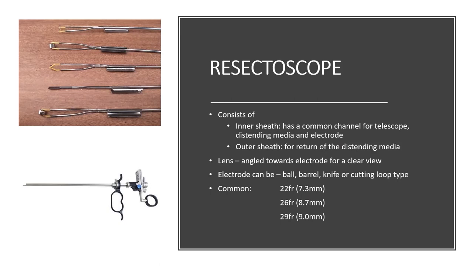Now, these electrodes could be a loop, could be a knife, could be a barrel or a roller ball. So this is now for the buzzing. And the common sizes for resectoscopes nowadays, obviously, there are many that are also called mini resectoscopes, which are much smaller. So 15, 16 French, but we have 22, 26, 29 French as the routine.